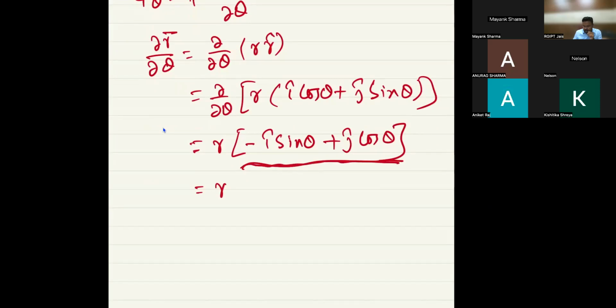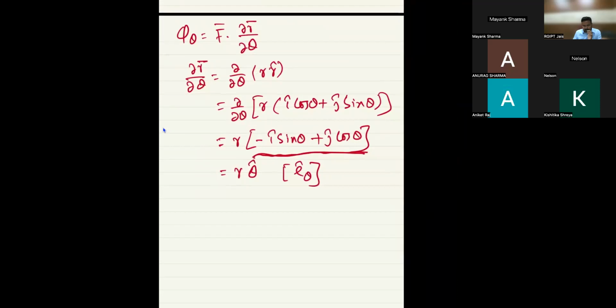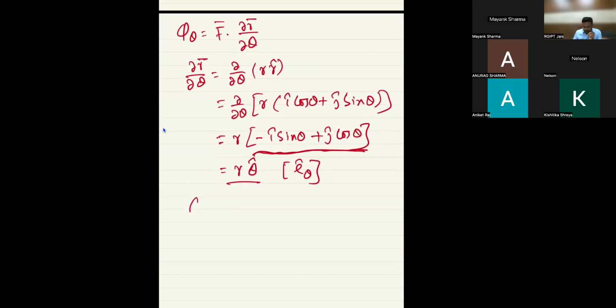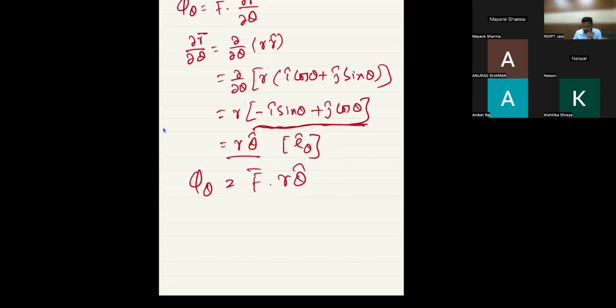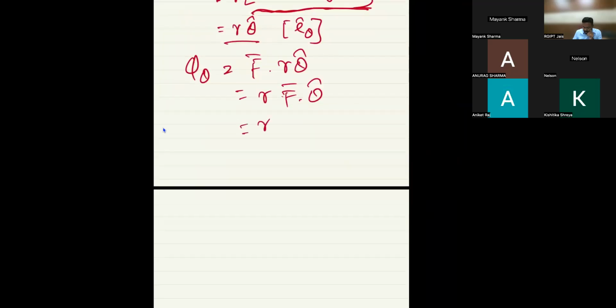This is the unit vector along the theta direction. This was theta cap, or e theta cap, whatever you want to call it. So this is r theta cap. If you take the derivative of del r del theta in polar coordinates, you will get r theta cap. So your Q theta is basically F dot r theta cap, so you can say r F dot theta cap. F dot theta cap means the component of force along the theta direction. So this you can say is r F theta.